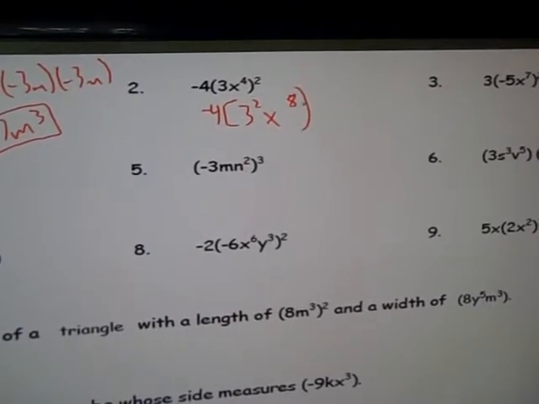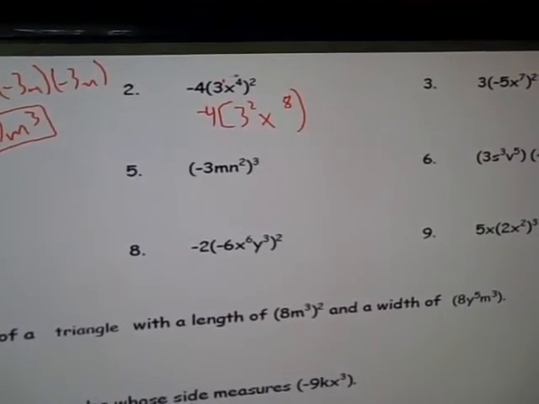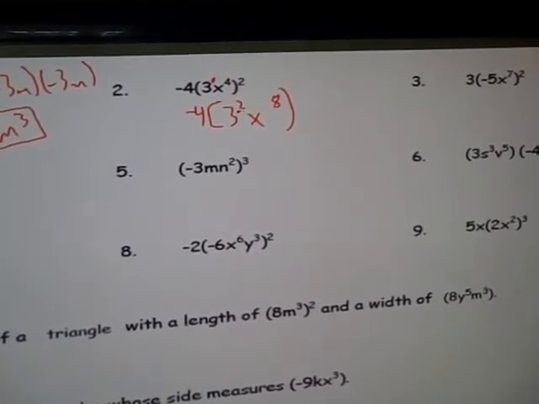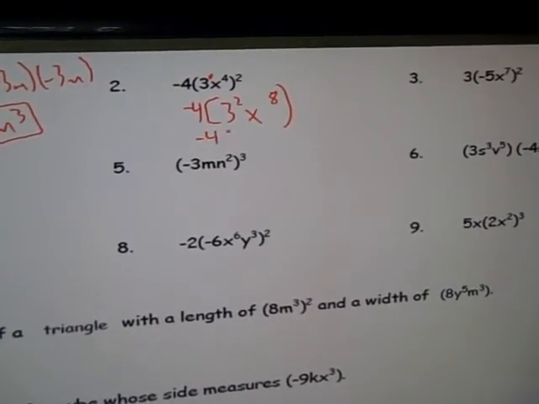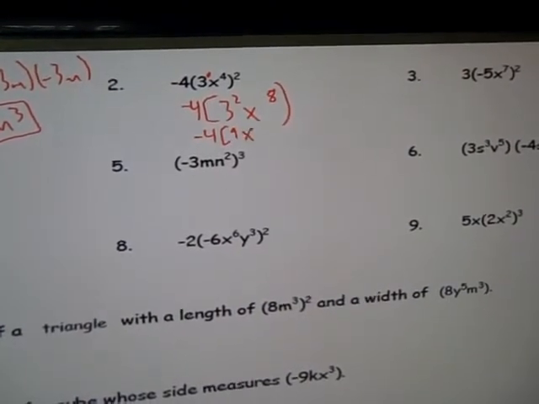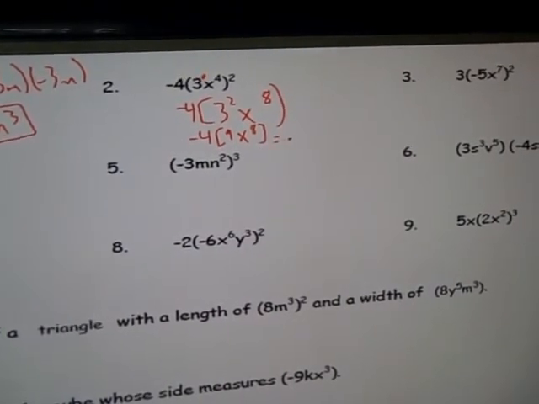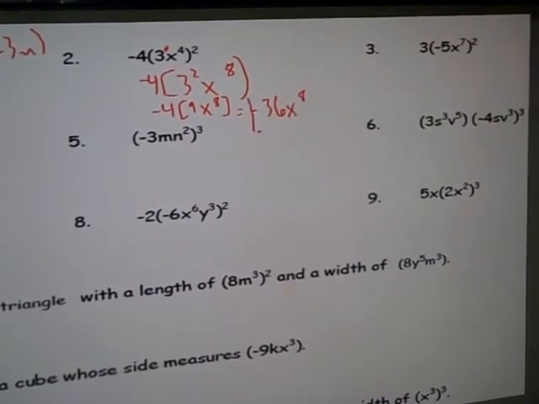4 times 2. And if we look at this 3, we can say it is 3 to the first power. We multiply 1 times 2, we get 2. That's where this 2 comes from. Then we do negative 4 times 3 squared, which is 9, and then we have x to the 8th after that. Negative 4 times 9 is negative 36. And then we leave x to the 8th power.